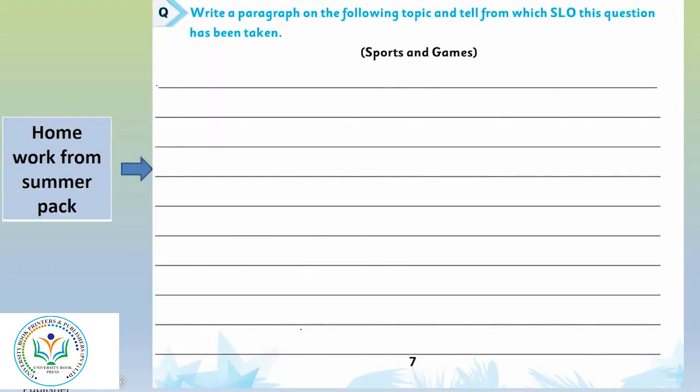Dear student, this is your homework from Summer Pack. Write a paragraph on the following topic and tell from which SLO this question has been taken. Sports and games. You have to write a paragraph on sports and games. Give an introduction about sports and games. We have discussed the conventions of an essay. I have to give an introduction about sports and games and then its importance. Then why sports and games, what role sports and games play in our daily life and why they are important for our health. So you have to write about these things in your essay on sports and games. Just write a paragraph about it.